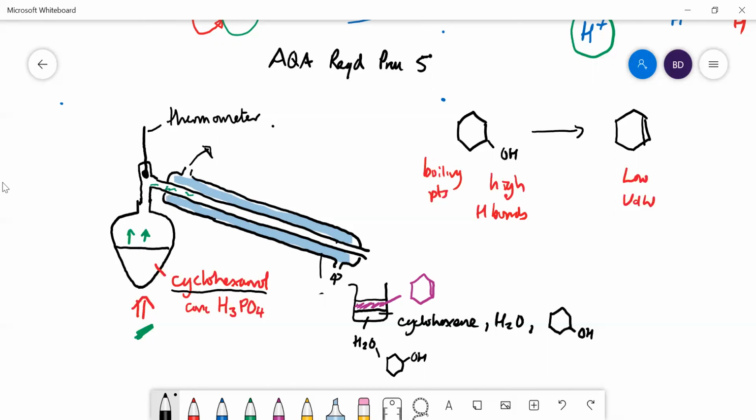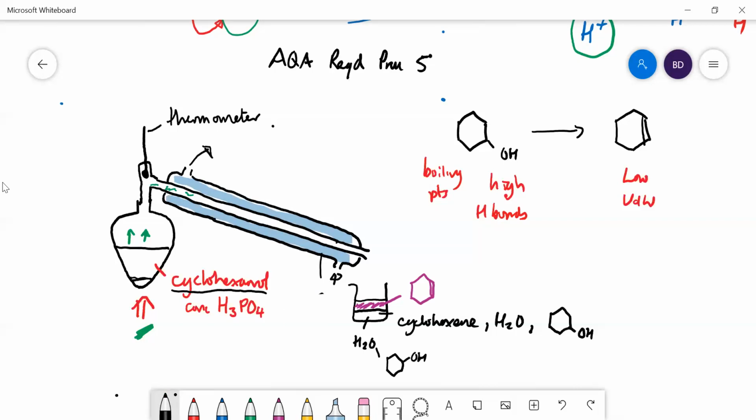You carry on doing this, but you never heat a flask to dryness because that's dangerous. You carry on till you've only got like that much left, and then you need to purify your cyclohexene in the next part of the practical. So let's talk about that, seeing as we're here.